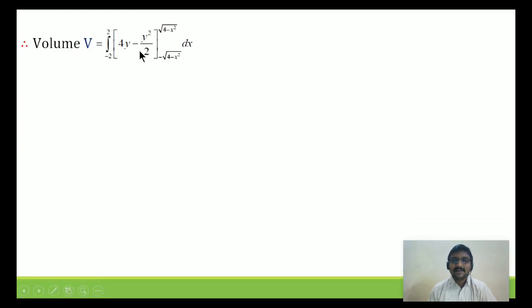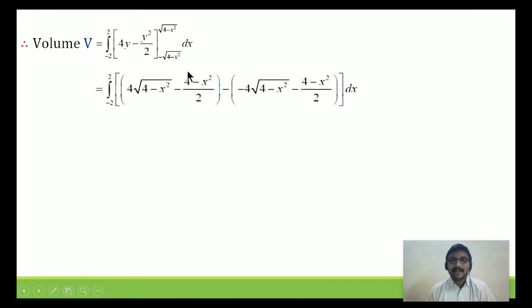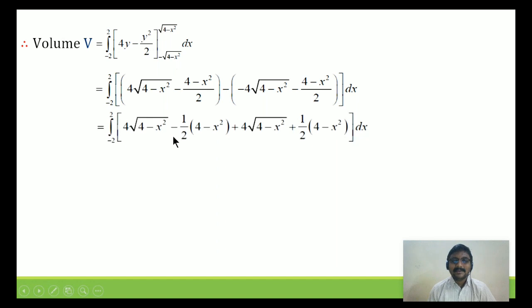So hence the volume is, now we have to put the upper limit as root of 4 minus x square and the lower limit as negative root of 4 minus x square, upper limit minus lower limit. These limits are substituted in place of y and then simplified. So we will have these four terms, and the negative term and positive term clearly get cancelled. That is 8 into root of 4 minus x square dx.